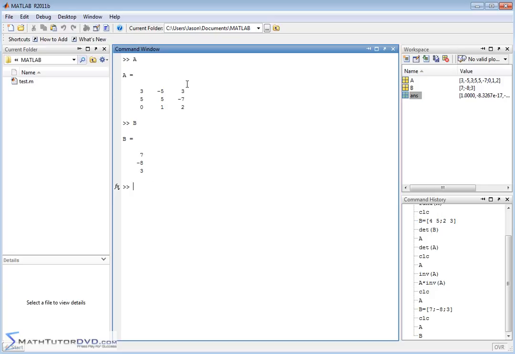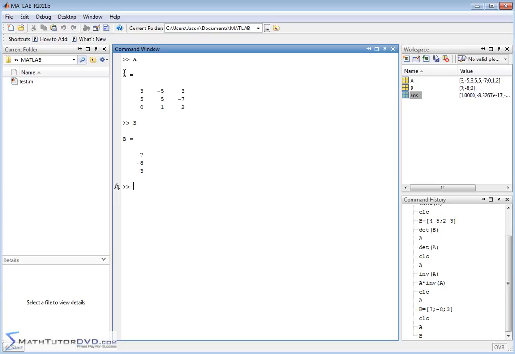This is another way of writing a system of equations. If you imagine matrix B being over here as another column, it should look familiar because I used this system of equations in a previous lesson. A is what we call the coefficient matrix. So this represents 3x minus 5y plus 3z. This represents 5x plus 5y minus 7z, and so on for the third row. And the B matrix represents what's on the other side of the equal sign. So this is another way of writing a system of equations.